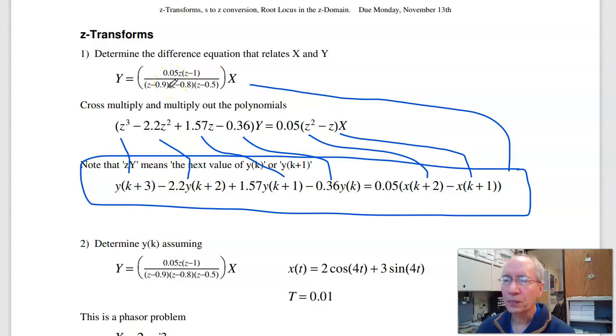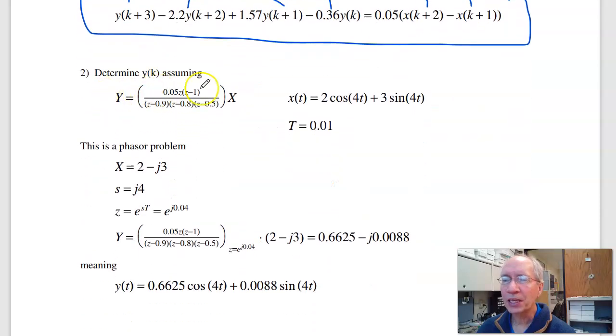Problem 2. Suppose I have a system where x and y are related by this difference equation, and x is a sine wave with a known sampling rate. What is y of t? Well, this is actually a phasor problem. Since this is true for all time, I know that the answer is going to also be a sine wave at 4 radians per second. What I don't know are the cosine and sine terms. I don't know these two weightings. To find them, use phasors.